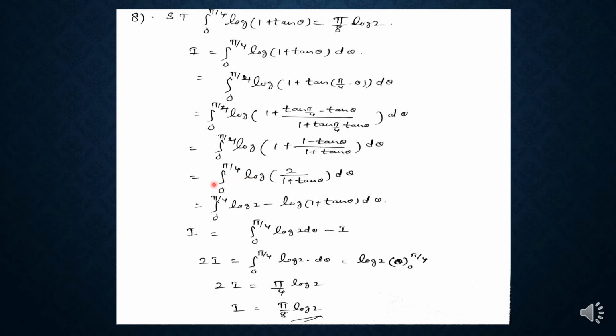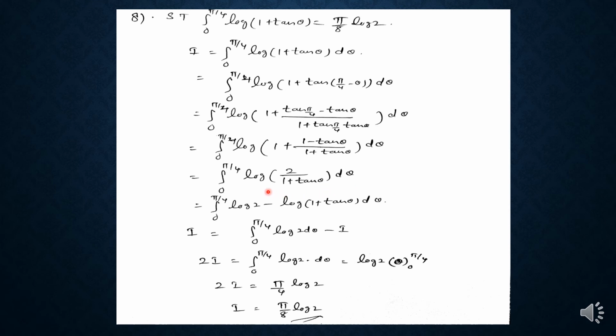Now in the next step we can write it as integral 0 to pi by 4 log of, by taking the LCM, 1 plus tan theta as LCM. Then here we will get 1 plus tan theta plus 1 minus tan theta, where plus tan theta and minus tan theta get cancelled, then 1 plus 1 is 2 divided by 1 plus tan theta d theta. So this becomes integral 0 to pi by 4 log of 2 by 1 plus tan theta d theta.